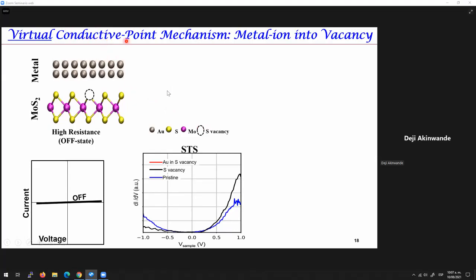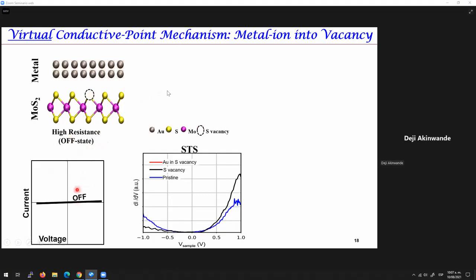So yeah, these experiments conclusively point to a virtual conductive point mechanism, which I'll illustrate in this slide, and perhaps this is one of the most important slides of this presentation. So we have a metal electrode. We have a crystalline MoS2 layer with discrete sulfur vacancies. In this example, I'm showing a single sulfur vacancy.